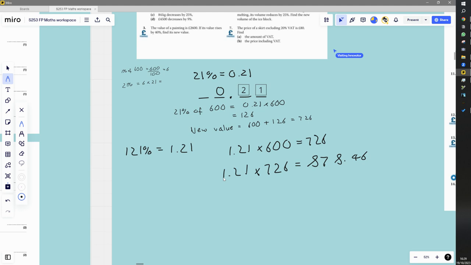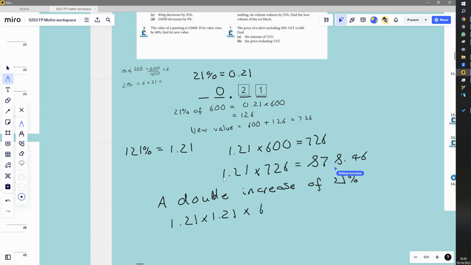Now we could speed that up even more, because 726 is the same as 1.21 times 600. So if I did a double increase of 21%, then really what I'm doing is 1.21 times 1.21 times the 600, the original amount. And when we tap that into our calculator, we will get 878.46. So that is probably where we would go next on this step. But to start off with, we're just going to be doing this bit here, the single increase. All right. So I'll just stop the video there.